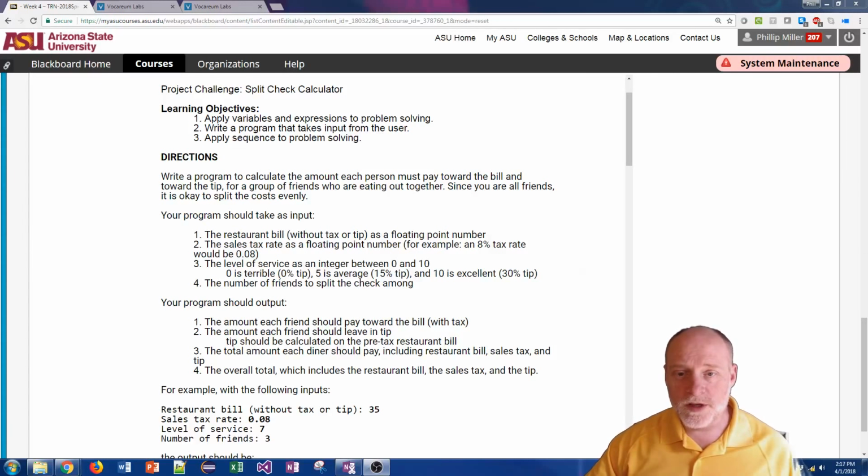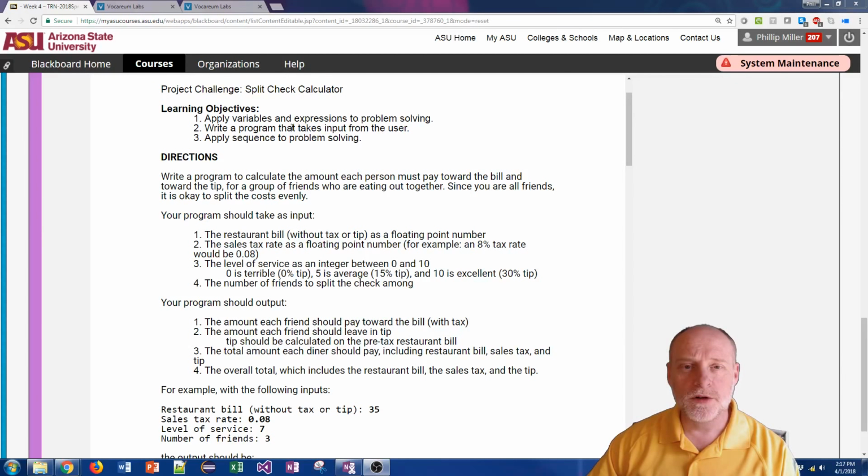This is the Split Check Calculator Project Challenge, and the learning objectives for this project challenge are very similar to the other one for this week. The students should be applying variables and expressions. They're taking input from the user and processing that, and then practicing applying sequence to solve a problem. So let's take a look at the basic directions for this project challenge.